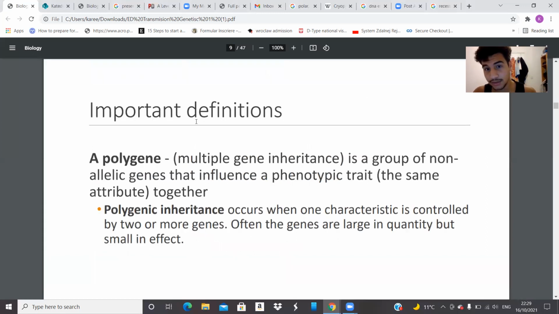Polygenic or polygenetic inheritance refers to multiple genes at multiple locations affecting the expression of one phenotype. For example, height. Height is affected by a lot of genes, okay? Not only that, it's also affected by the environment. So if you have the genes for height, each of them contributing very little, but it accumulates, okay?